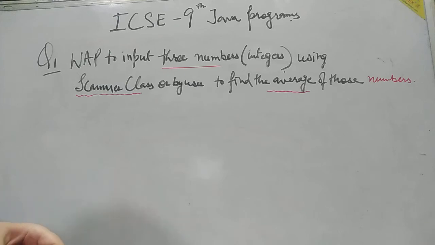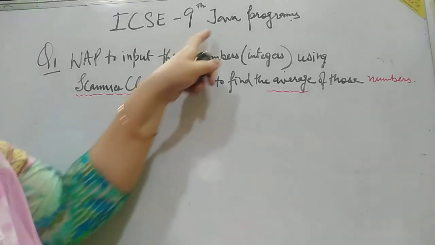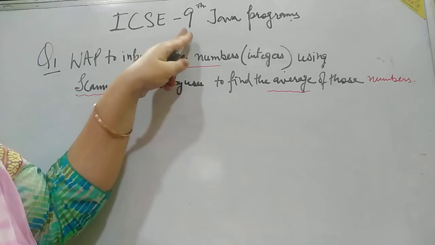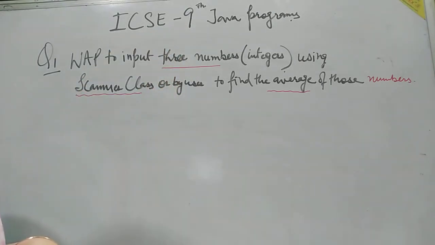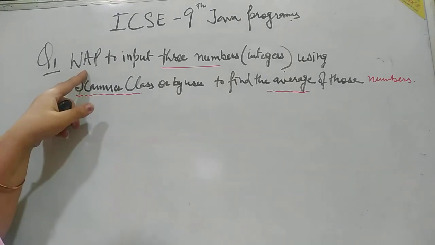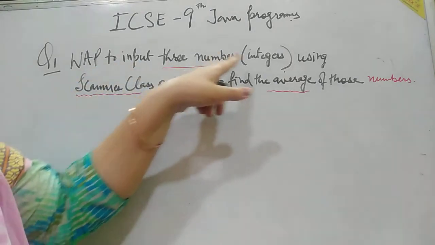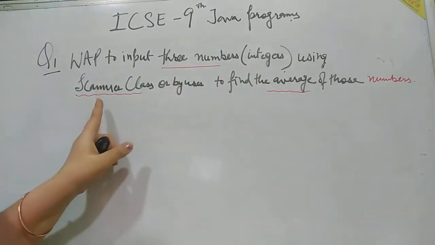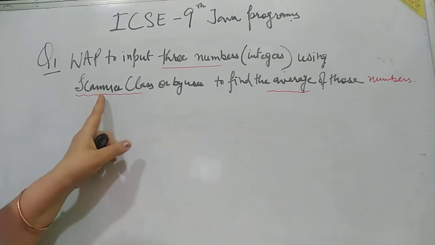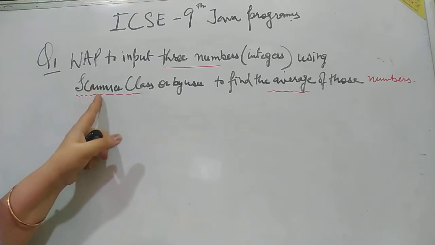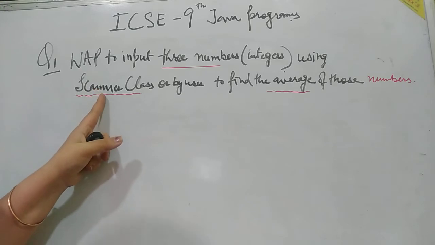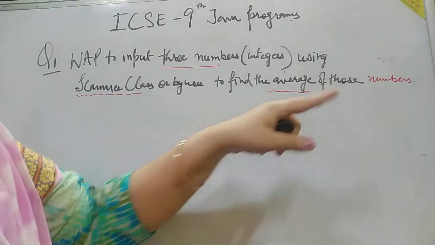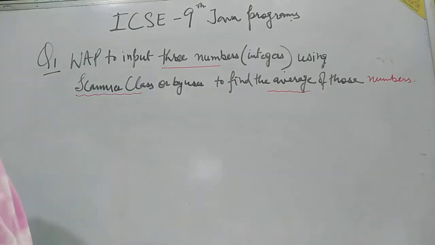Students, in this video I'm going to share the Java program for class 9th ICSE. The first program I'm going to discuss is: write a program to input three numbers, or you can say integers, using the Scanner class. That means values are not given to you, the values will be entered by the user to find the average of those numbers. That means the logic will be applied for the calculation of the average. So I'm going to do this program.